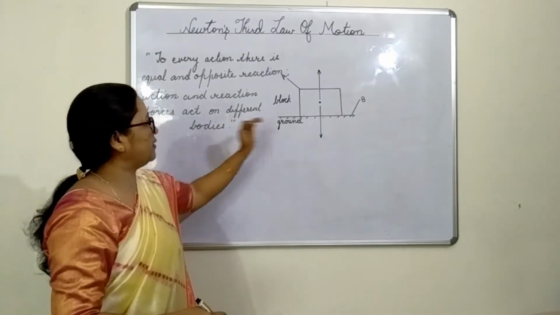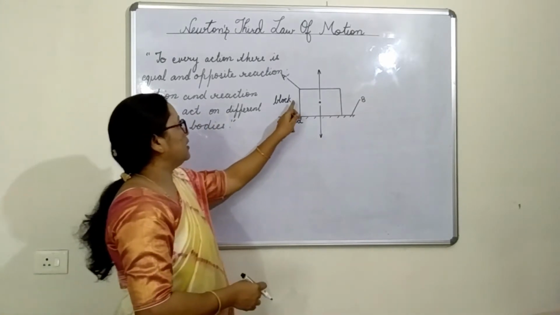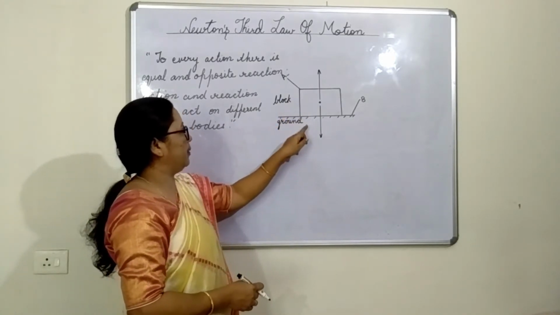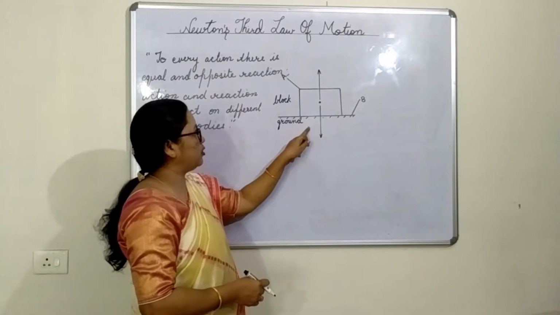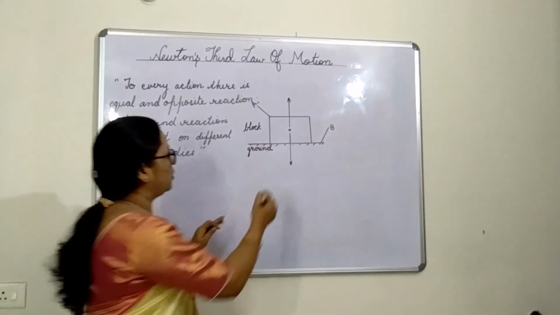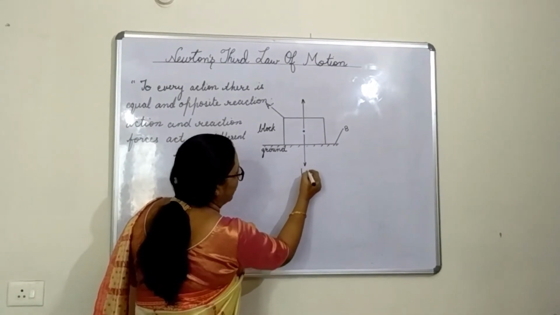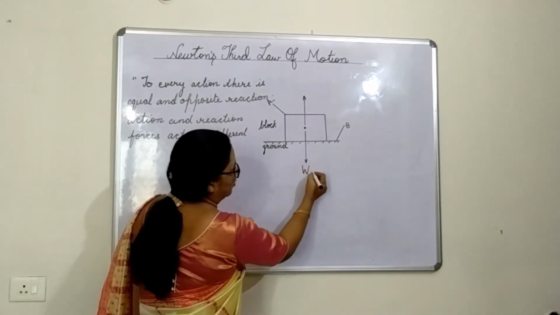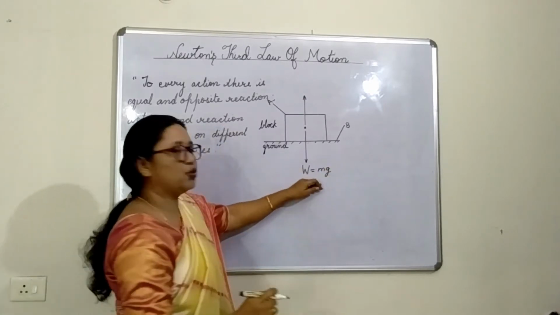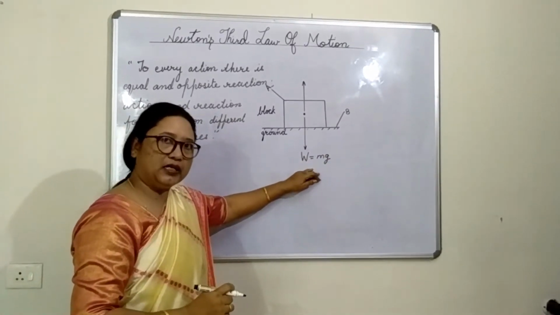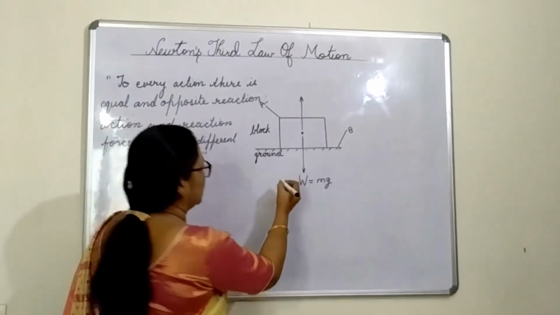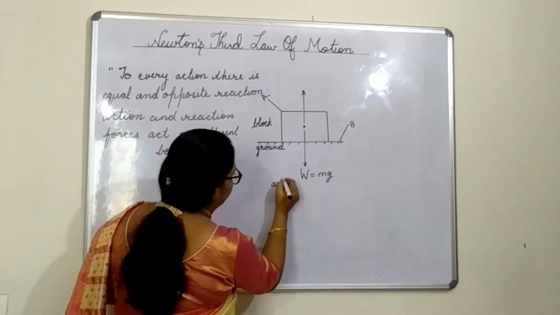To understand this, we'll take one example. This is a block and this is a ground. When a block is kept on the ground, the block will exert force on the ground which is equal to the weight of the block, say W, which is equal to mg. This is due to the attraction of the earth. Now, this is called action.